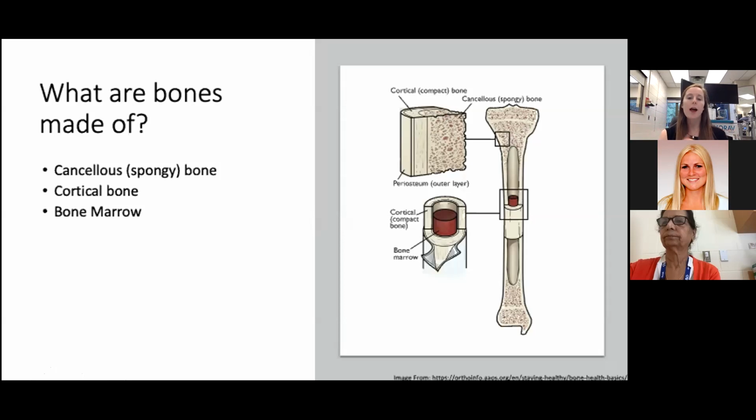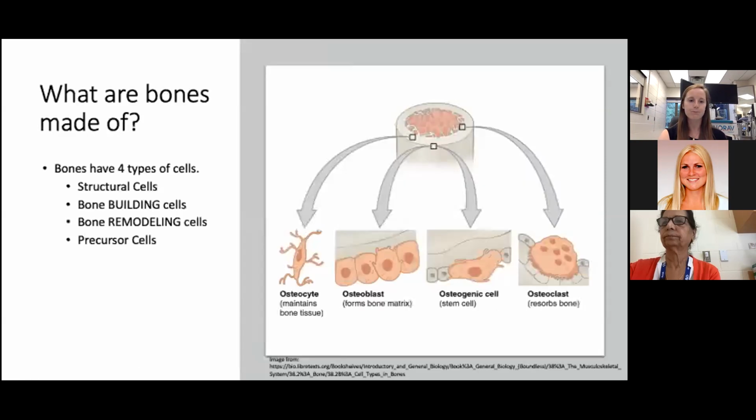And so we won't touch on that very much anymore, but the two main things I'd like you to remember are this spongy bone and the cortical compact bone.